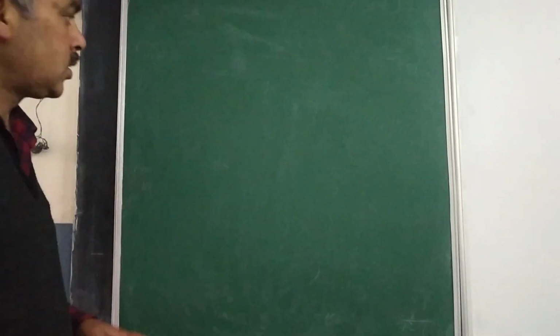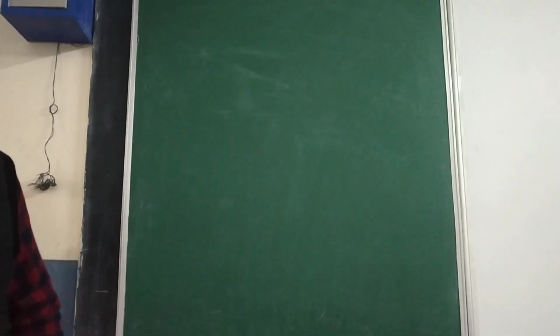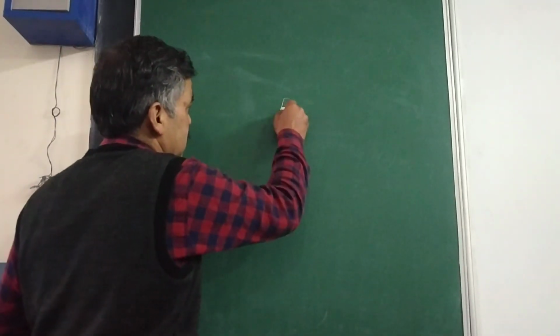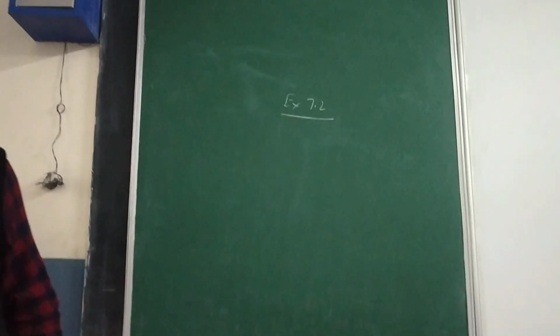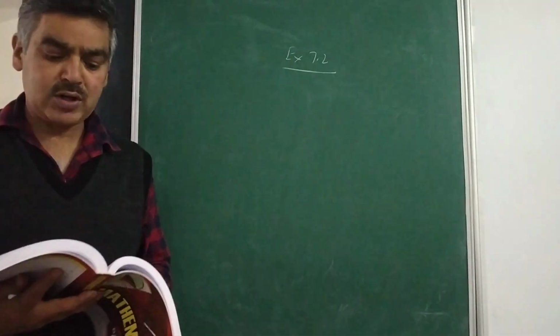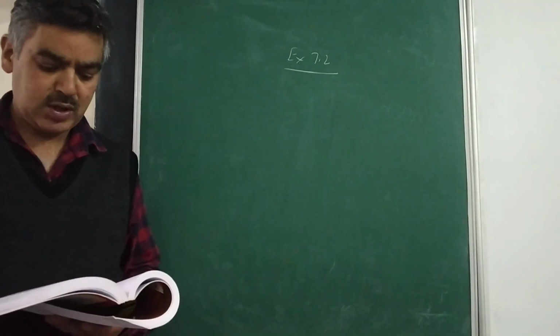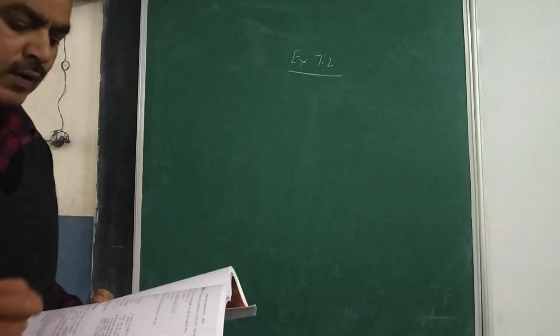Good morning to all. So now in the last exercise of cubes and cube roots, you see that is your exercise 7.2. There are 5 questions. So in all the 5 questions you have to find the cube root. So in first question there are 11 parts where you have to go for the cube root of the following.